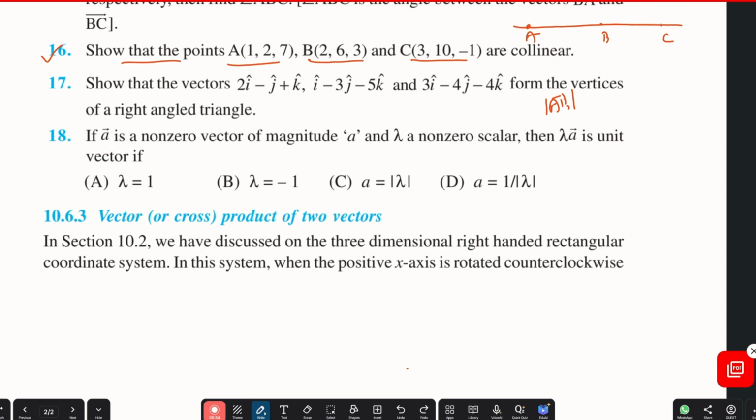OB minus OA. Then I will find BC length. How to get BC vector? OC minus OB. Then I will get AC. Okay, AC is OC minus OA. I have all the three lengths. So if they are collinear, it means the complete length equals the sum of the remaining two.